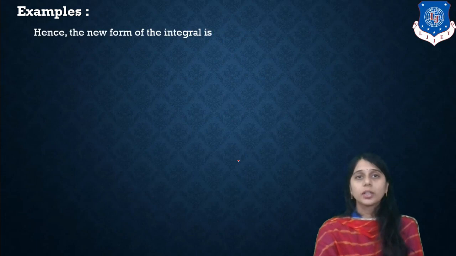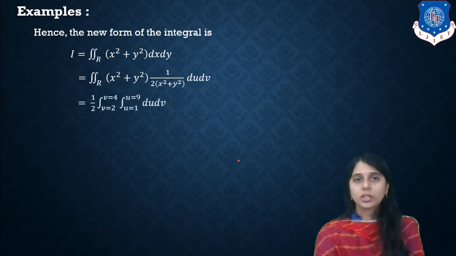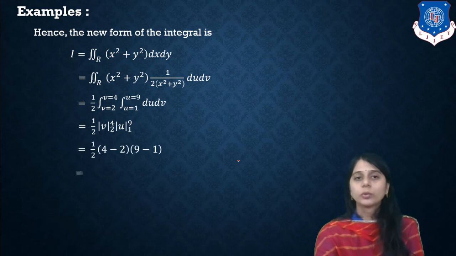Now integrate x square plus y square dx dy. As it is, we convert into UV form, taking 1 upon 2(x square plus y square). It cancels out. Now multiply by du dv and integrate this. We get the value of this integration as 8.